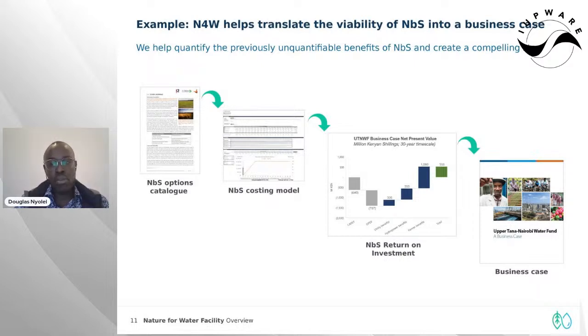And at the end, we are able to produce a business case, a document that can be shared with different stakeholders, different parties, different investors, and demonstrate that indeed nature-based solutions can solve the problem and they are able to be done in a very effective way in terms of return on investment.